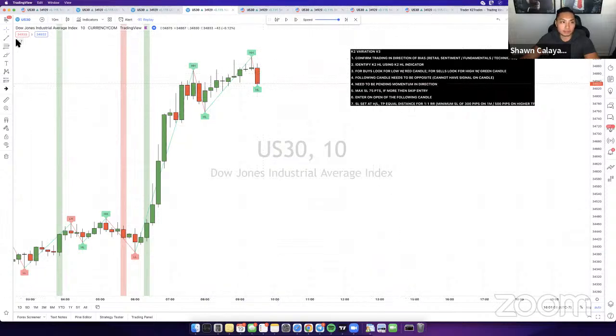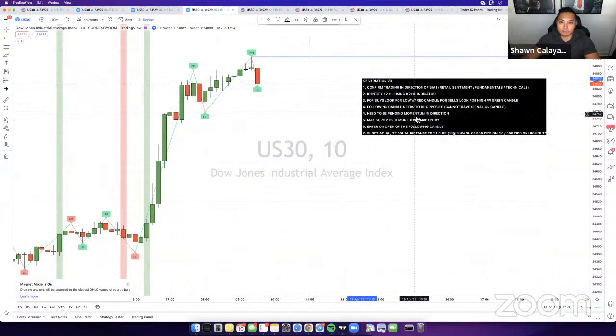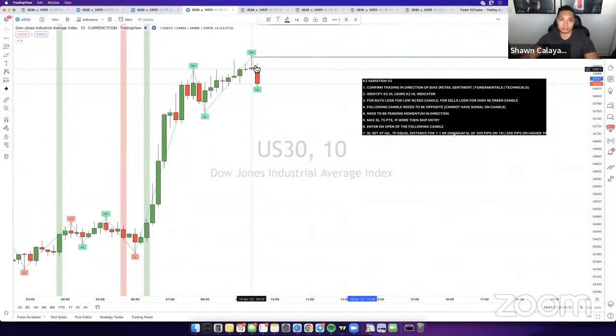You're going to confirm the high low. So we got a high right here. Third, you want to confirm that you're looking for a green candle for sells, a red candle for buys. Right here, we have a green candle for a high. So we're going to look for a sell at this point because our bias here is a sell. The following candle needs to be opposite. So right here is a high with a green candle. The opposite's a red candle. So we're basically looking for price to come up, bounce off this high, and push down to our TP real quick.